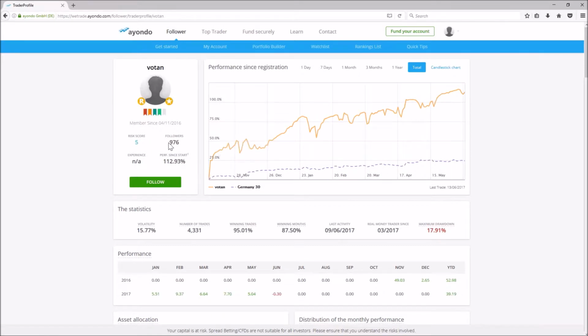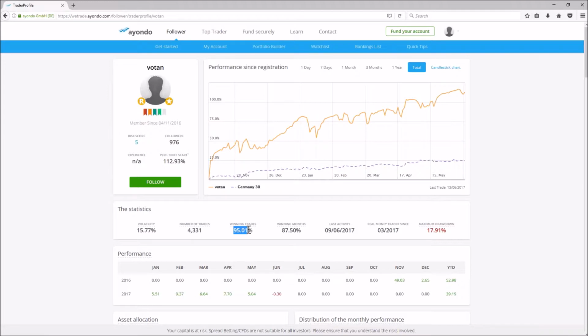976 followers, a popular one, not surprising with that sort of P&L chart. So the statistics: 15% volatility, number of trades just over 4,000 trades. Winning trades, this always makes me a bit nervous. 95% of trades have been winners.